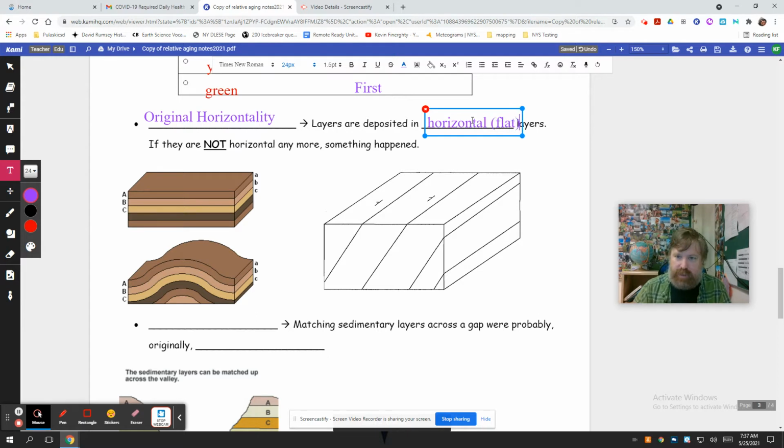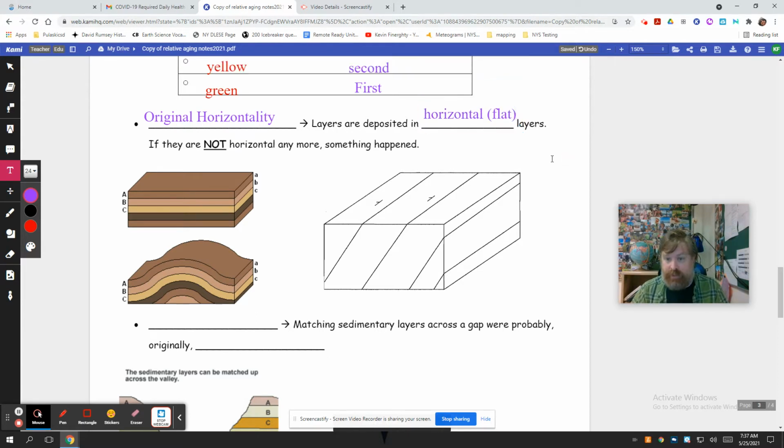say flat layers. When sediment, now we did this a ways back, right? We did weathering, erosion, and deposition. And we talked about where rivers run out into oceans and the sediment settles. That tends to happen in flat layers. It doesn't tend to happen on slopes.